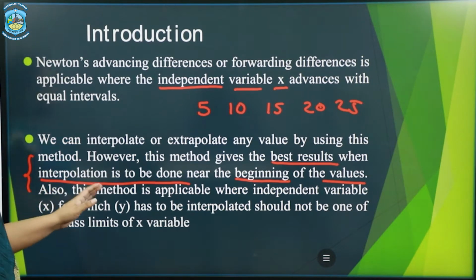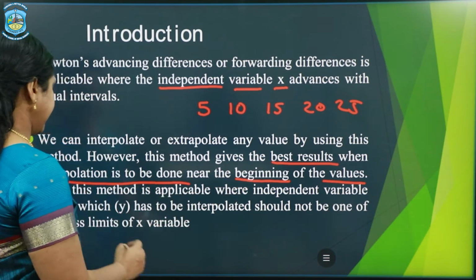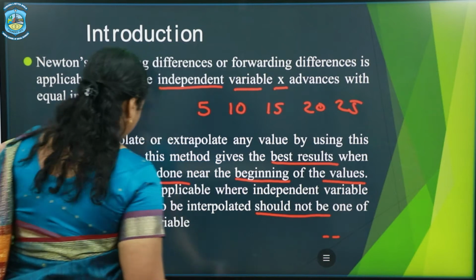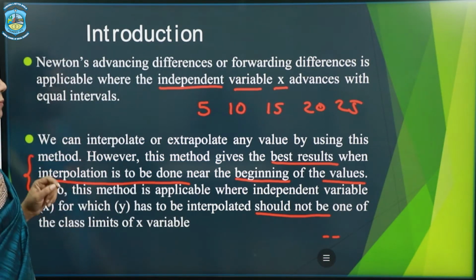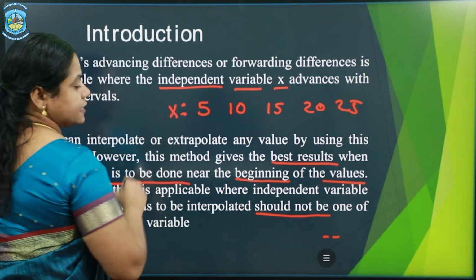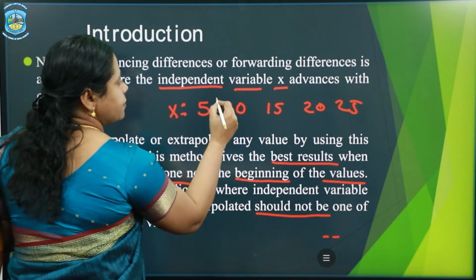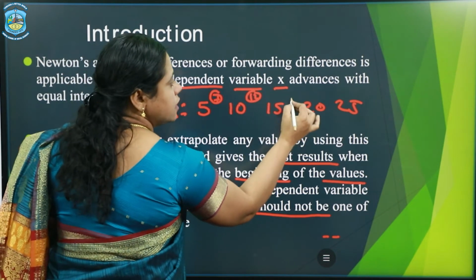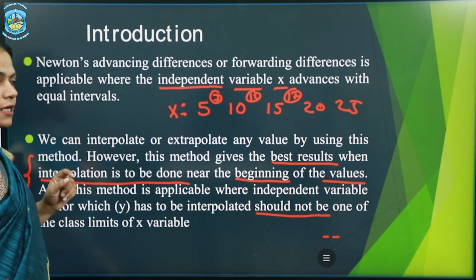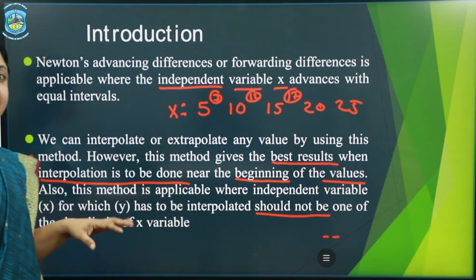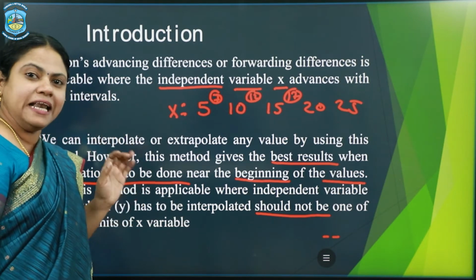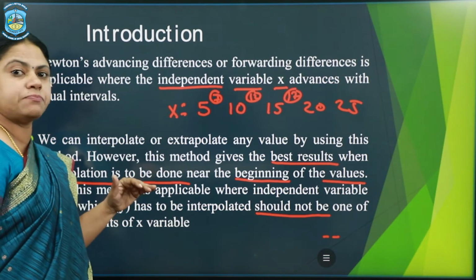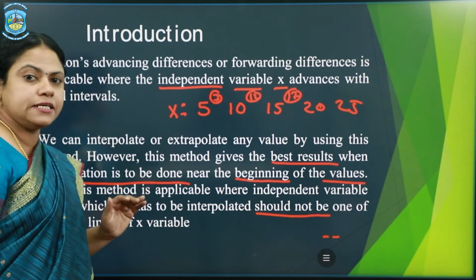Also, this method is applicable where the independent variable x for which y has to be interpolated should not be one of the class limits of the x variable. So look at this, if this is taken as x, here we can interpolate for 7, which is not given here. We can interpolate for 12, also not given here. We can interpolate for 17, which is not given here. Any value which is not given here can be interpolated, unlike in the case of the binomial expansion method. This is the major difference between the application of the binomial expansion method and Newton's advancing difference method.